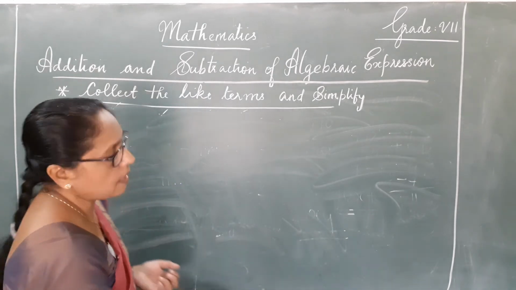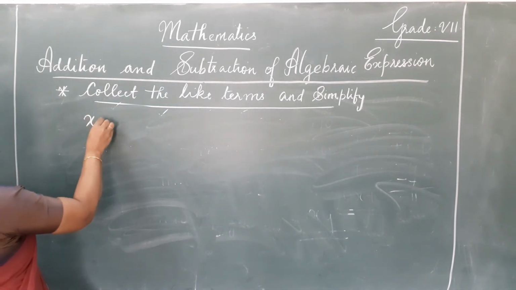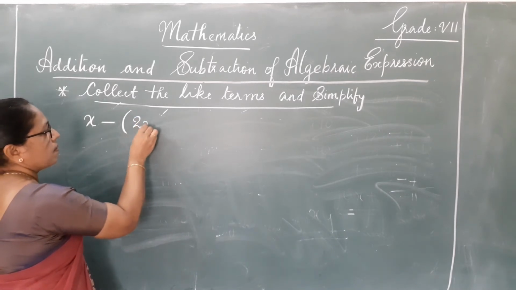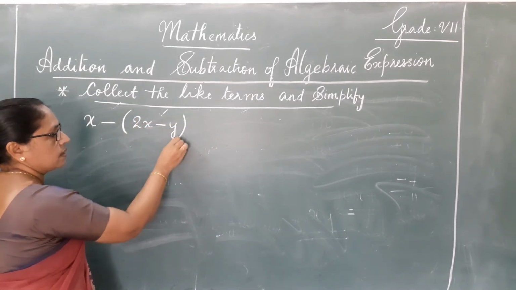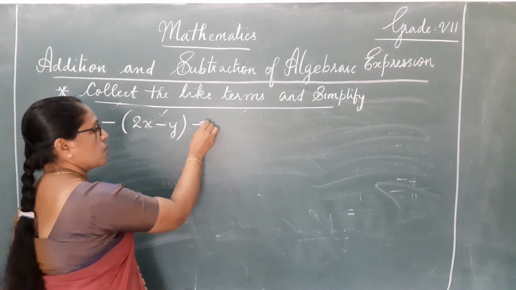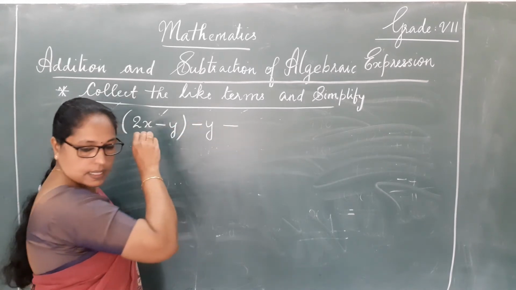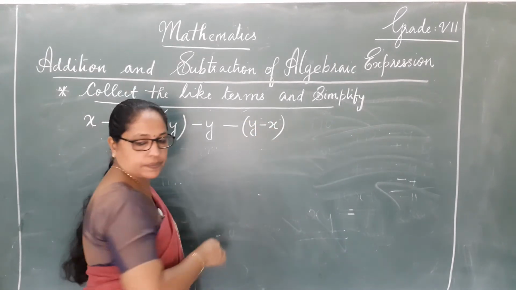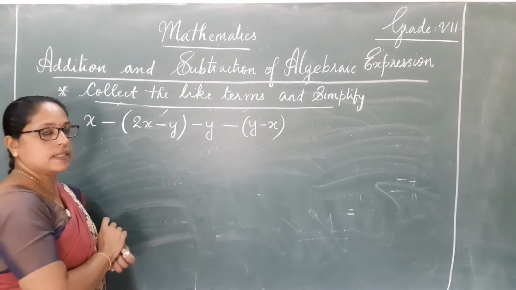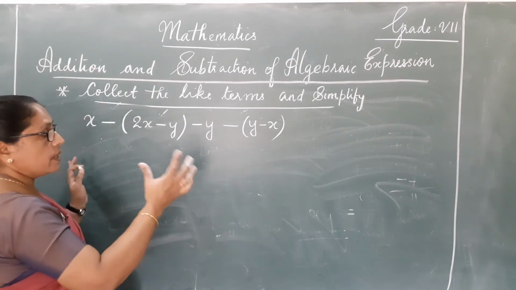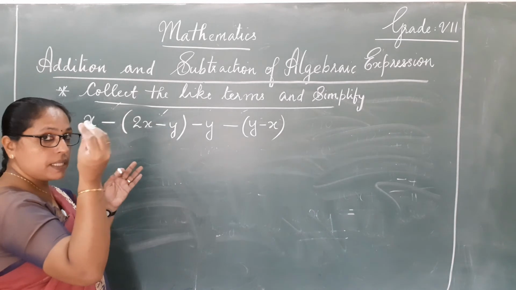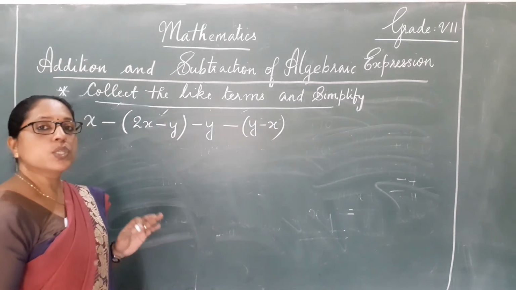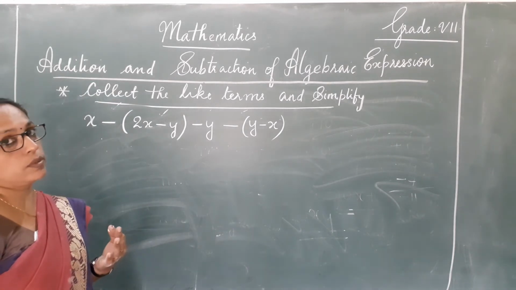Another question is x minus bracket 2x minus y, minus bracket y minus x. So here in the question it is a bit different. There are brackets. So when a bracket comes, what do we have to do?